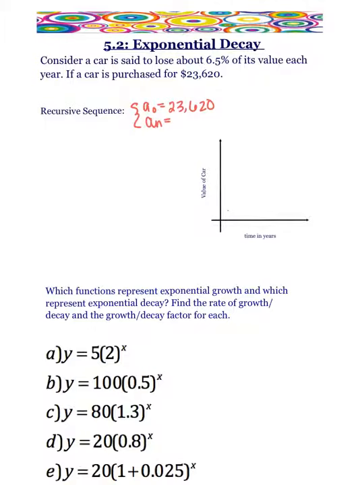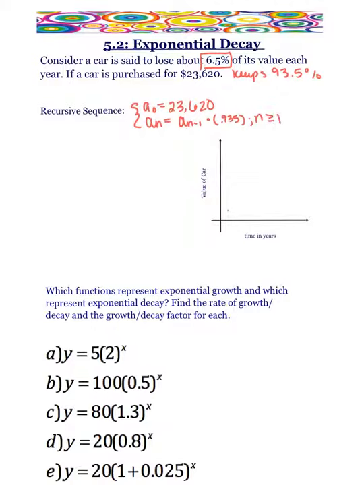So how much is the car going to be worth after n years? Well, it's going to be worth the value of the previous year, a sub n minus 1, times some value. If it loses 6.5%, that means it keeps 93.5%. So to find the value of the car, I could just multiply by 0.935, such that n is greater than or equal to 1.